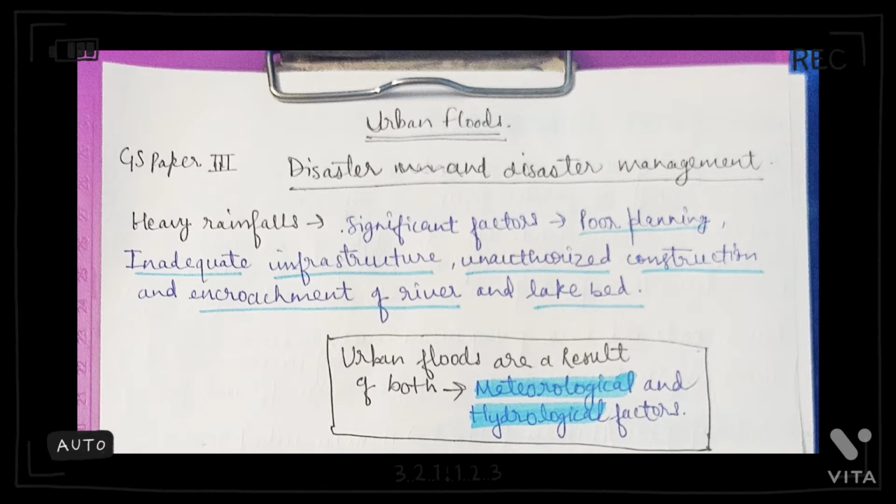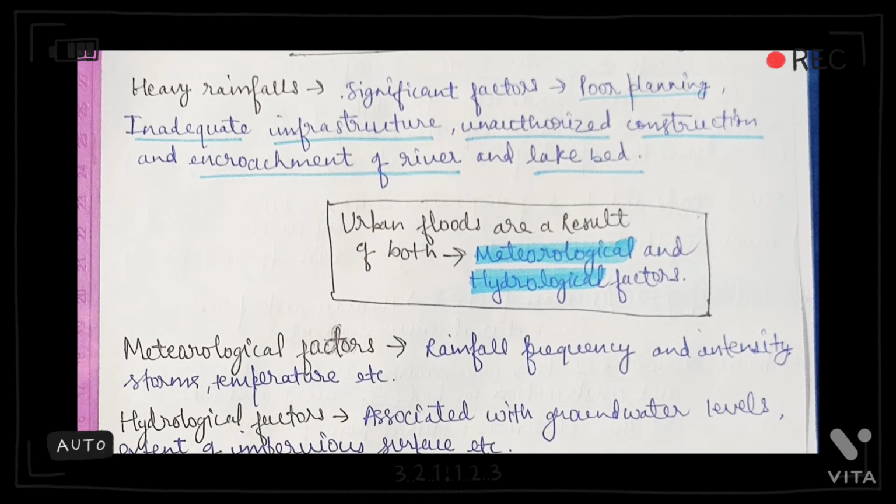Urban floods, that is the new topic that comes under GS Paper 3, Disaster and Disaster Management. Urban flooding involves significant factors that are poor planning, inadequate infrastructure, unauthorized construction, and encroachment of rivers and lake beds. Urban floods are a result of both meteorological and hydrological factors.